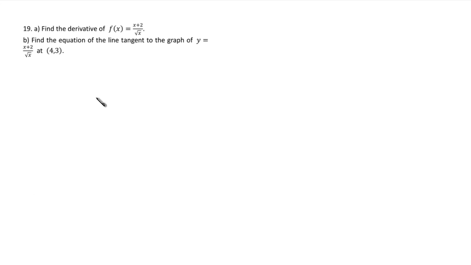Find the derivative and then find the tangent line. Okay, this type of question uses the derivative to find the slope of the tangent line, and it asks you to find the equation for the tangent line. Okay, let's try to differentiate f. So we differentiate this. Because it's a quotient, we have to use the quotient rule.